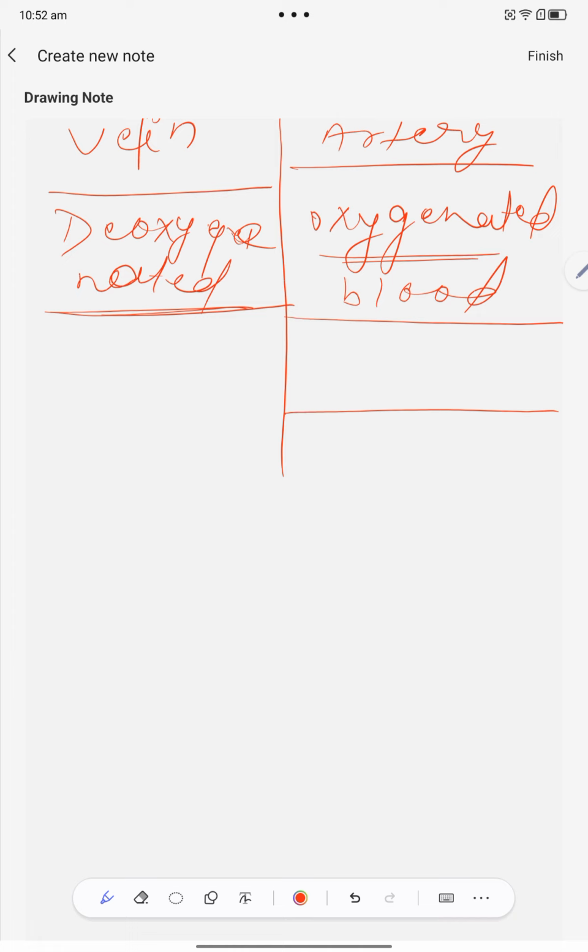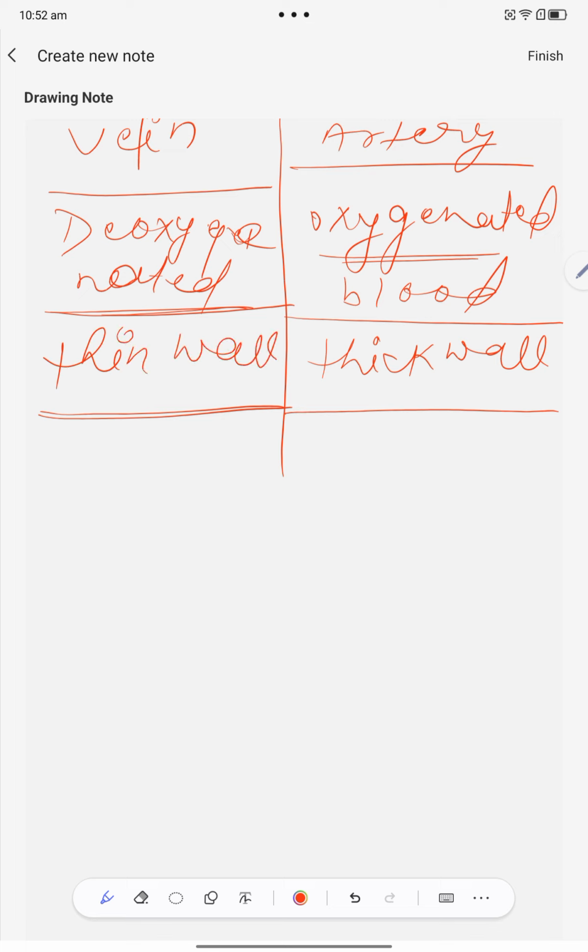And then you can say artery has thick walls. Arteries have thick walls because the blood in arteries flows with great pressure. So the walls should be thick, otherwise they will burst. And veins have thin walls because the blood in veins flows with little pressure, and that's why the wall is thin.